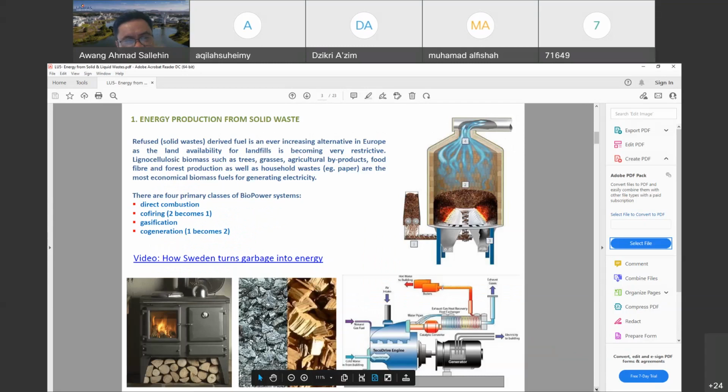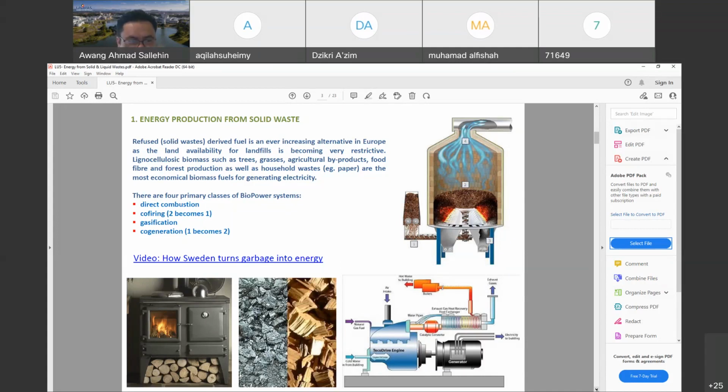First, let's have a look into the energy production from solid waste. As you can see here, the solid waste that is being dumped, the refuse-derived fuel, is an ever-increasing alternative in Europe. The problem is that in Europe, land availability for landfill is becoming more and more difficult and restrictive. There's not much land to be converted to become a landfill, a dump yard for the solid waste.